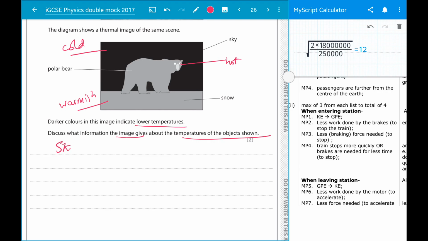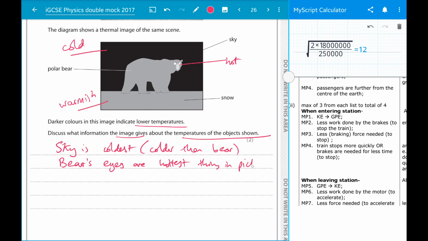Well, you can see the sky is coldest. And the bear's eyes are the hottest thing in the picture. And the bear's fur is about the same temperature as the snow.